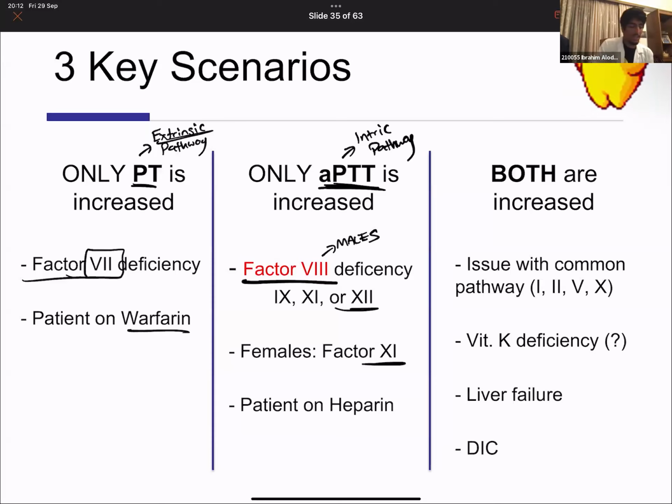But what you take away from here is that if only APTT is increased, if it's a male, it's most likely factor 8, second most likely factor 9. If it's a female, it's most likely going to be factor 11, or the patient's on heparin. All right? We get the only APTT increased. We understand that, right?